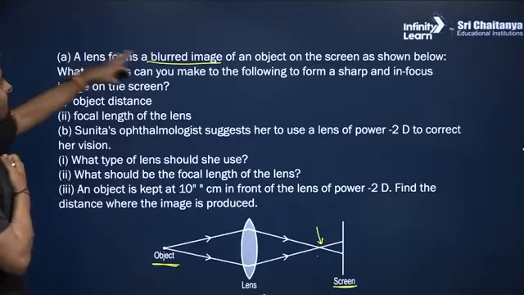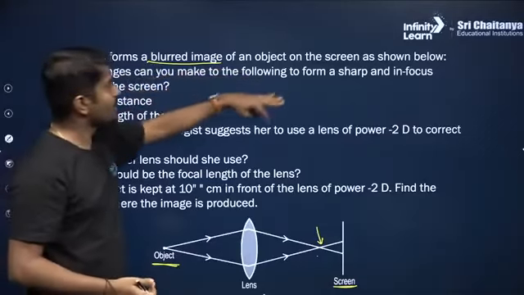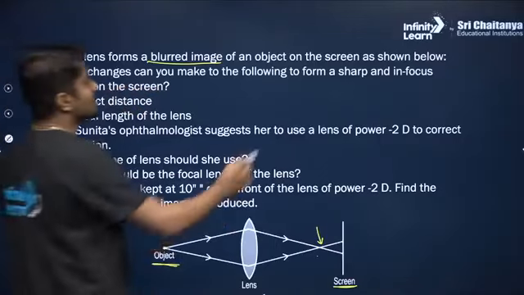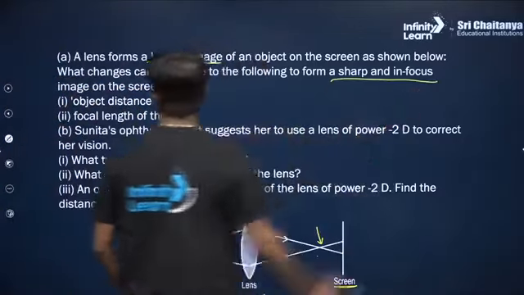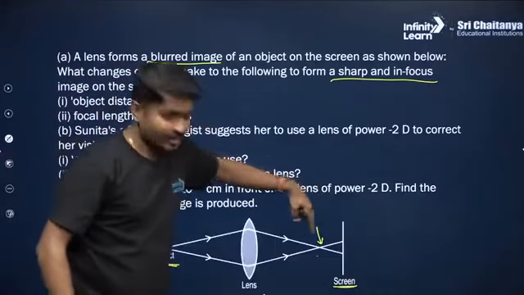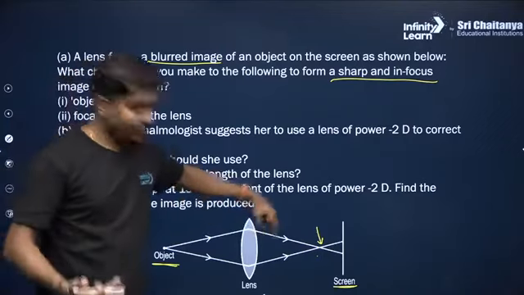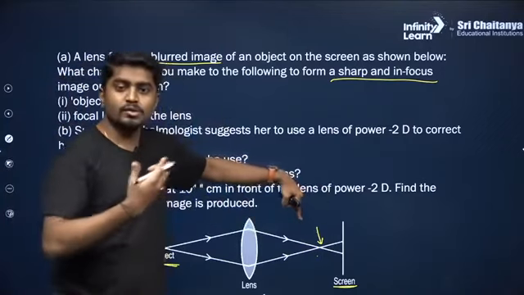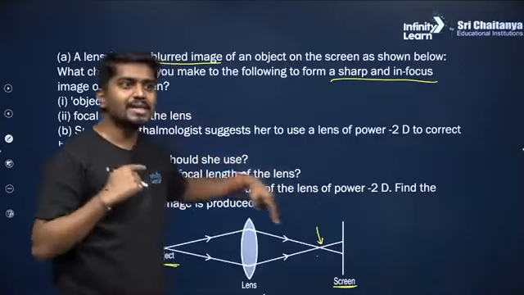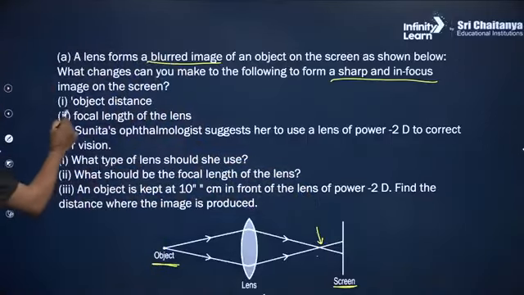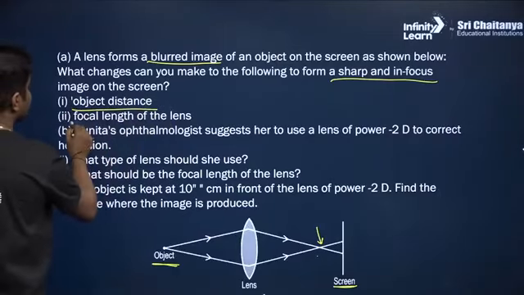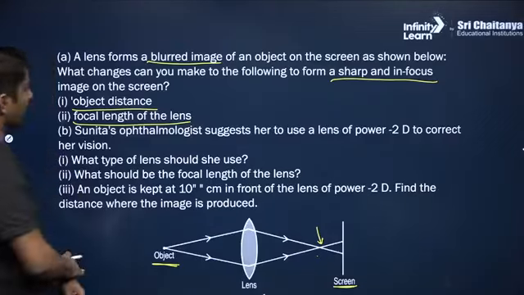So now it is a blurred image of an object on the screen as shown below. What changes can you make to get a sharp and in focus image on the screen? So either you move the screen, keep the object and lens the same, you move the screen. So what you are doing? You are decreasing the V. That is one thing. But they have not asked that. What they have asked is either move the object distance or focal length.